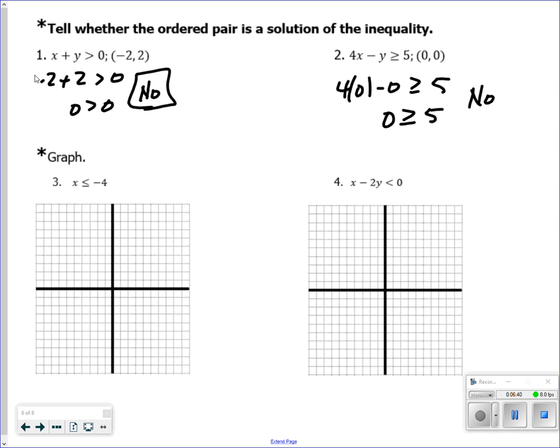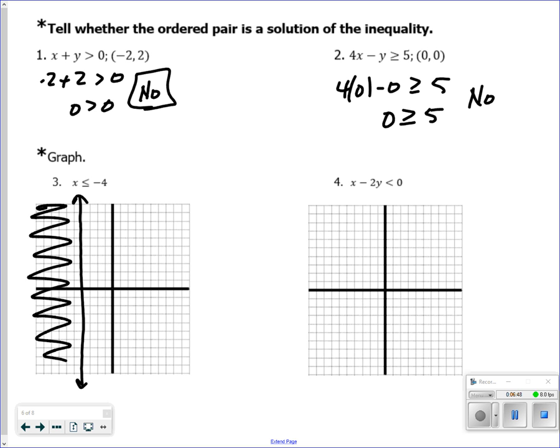Graphing. So x equals -4 is a vertical line. It's solid because there's an equal to in the problem. And less than would be shaded to the left of it. The next one, a little bit harder. So -2y equals -x. I'm going to solve this for y, so I got a half x. So (0, 0) with a positive half.